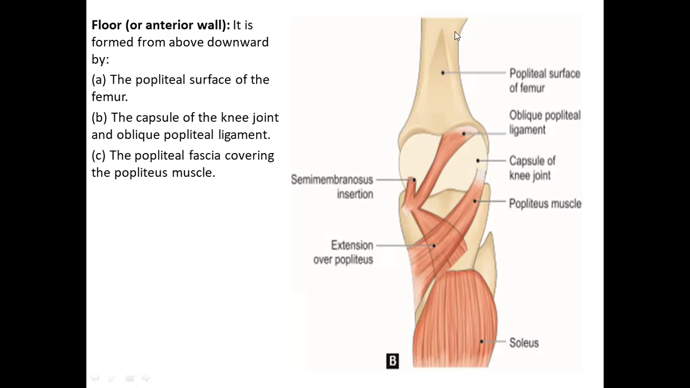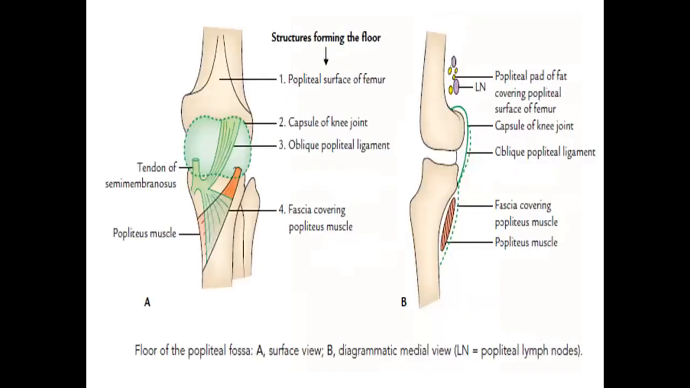So again, the floor of the fossa is formed from above downwards by the popliteal surface of the femur, which I'll be taking in the next class. Then the capsule of the knee joint, the oblique popliteal ligament, and lower down it is formed by the fascia that covers the popliteus muscle, which is covered by the popliteal fascia. This is another diagram that shows the anterior wall of the fossa, and this is a lateral aspect of the same thing. You can see the capsule of the knee joint, you can see the oblique popliteal ligament, you can see the fascia that covers the popliteus muscle.